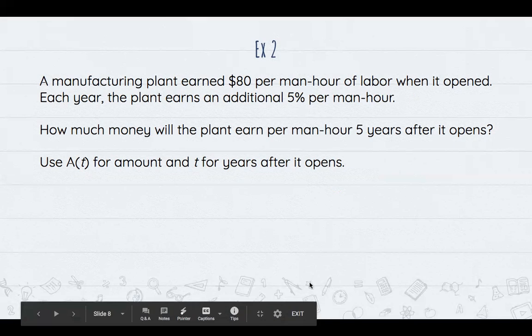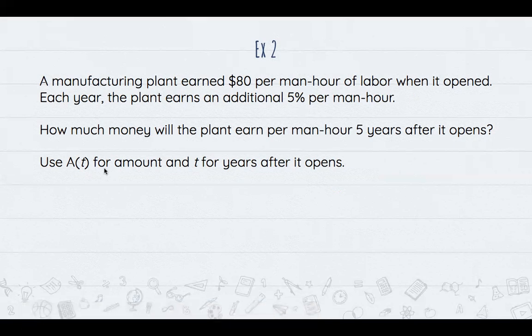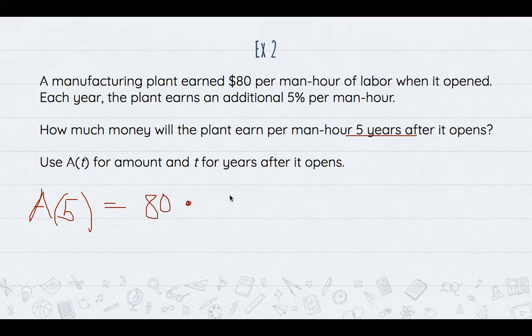So first, we should know our variables and write out our function, our equation. So the variable is A(t). A would be amount, t would be the amount of years after it opens. Here it's asking for 5 years after it opens. So for t, I'm going to substitute 5. So A(5), the amount after 5 years open, equals the original amount, which is $80. And then it's multiply. Like we learned before, we put a dot for multiplication because you don't want to put x because it might be mistaken for a variable and you don't want that to happen. So we're going to do 80 times 1.05.